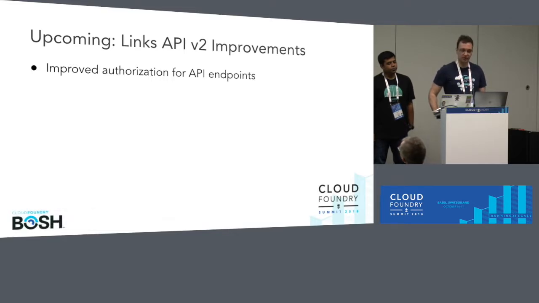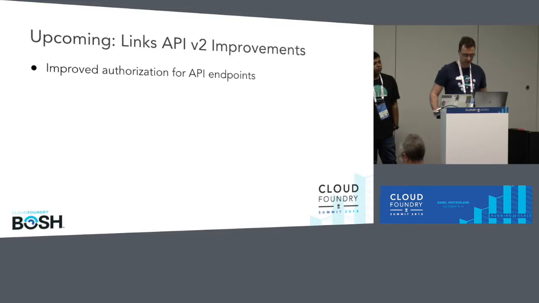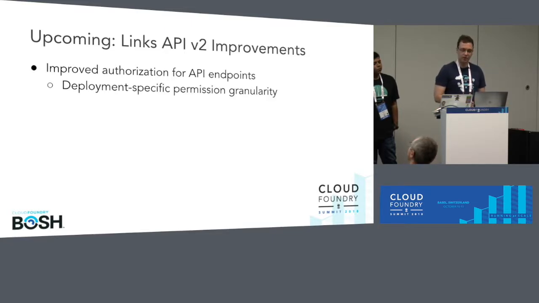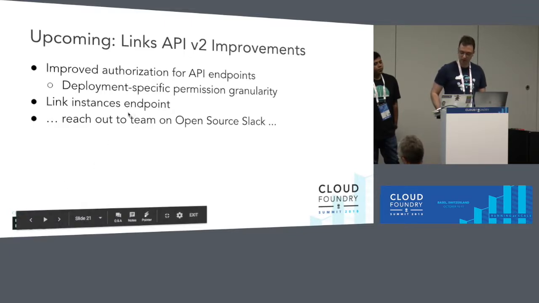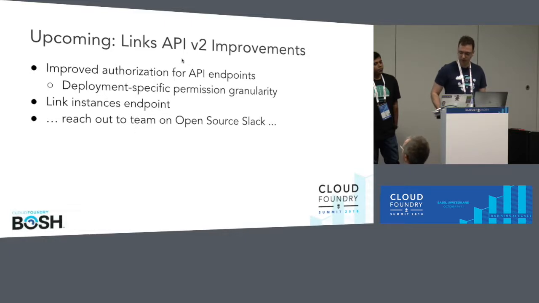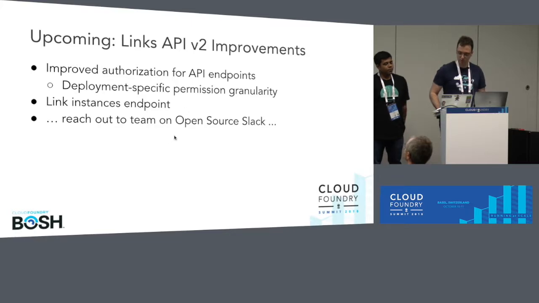We'll briefly touch upon some of the improvements coming up in Links API v2, for which work is currently ongoing. One is improved authorization for endpoints. As I previously mentioned, usually you need to be the admin user right now to successfully list endpoints and create new links using the API. In v2, you would have more deployment or team-specific permissions, so it's a little more granular. There's a new instances endpoint, and details about all of these can be found in the Bosh Notes repository. We'll have a link to that at the end of the presentation. And as usual, you can reach out to the Bosh team on the open source Slack, so you can participate in the conversation about the direction of Links API v2 and share what's going well and what's not going well.